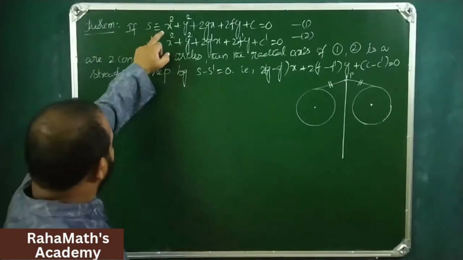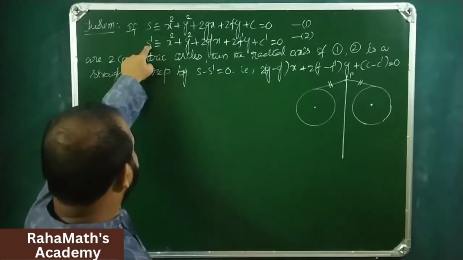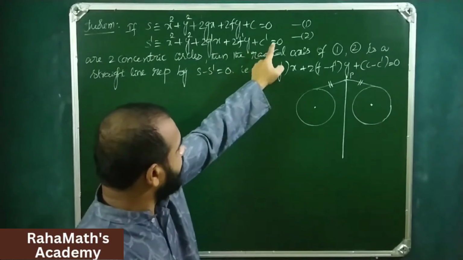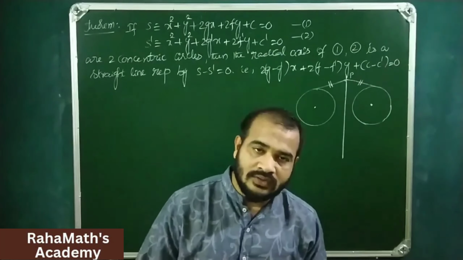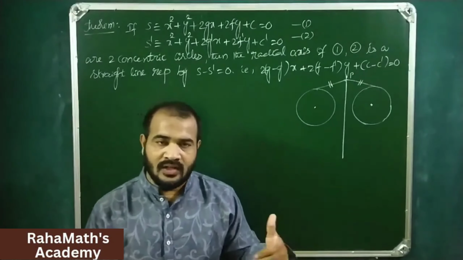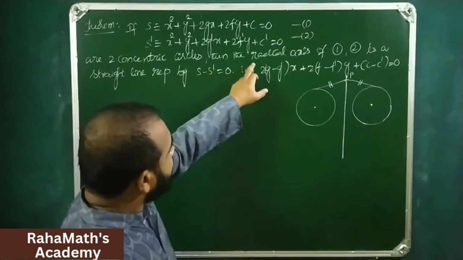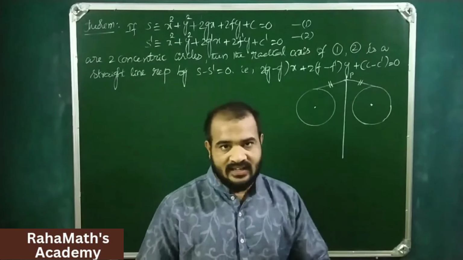If x square plus y square plus 2gx plus 2fy plus c equals 0 and S dash: x square plus y square plus 2g dash x plus 2f dash y plus c dash equals 0 are 2 concentric circles, then for concentric circles the radical axis does not exist. For other circles, the radical axis is also a straight line.